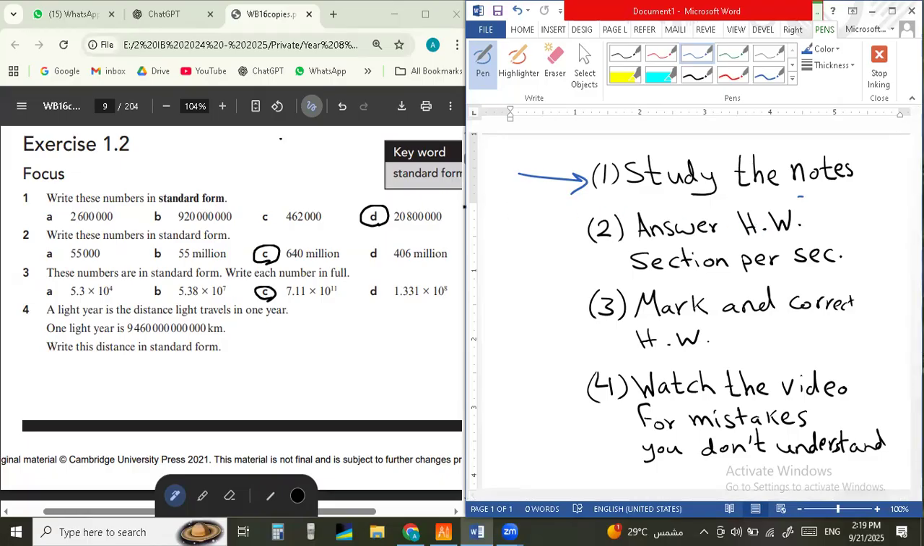For example, the first four questions here, let's consider them the first section, you need to answer them. After that, you go to the answer key, the mark scheme, and you start correcting the first section to avoid the repetition of mistakes. Done with the third, then, Mister, I finished the homework, I finished marking all of it, but I have a few questions that I do not understand, or I have a lot of questions that I do not understand.